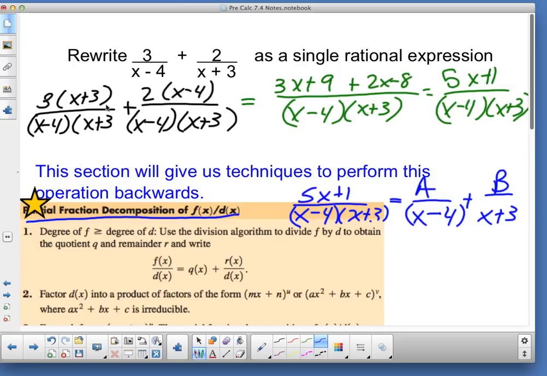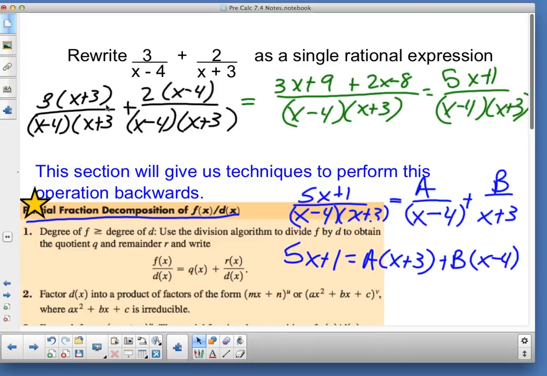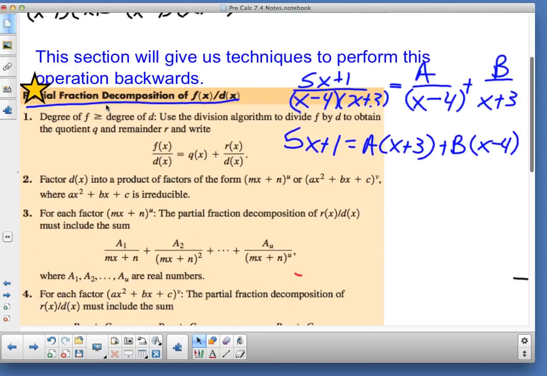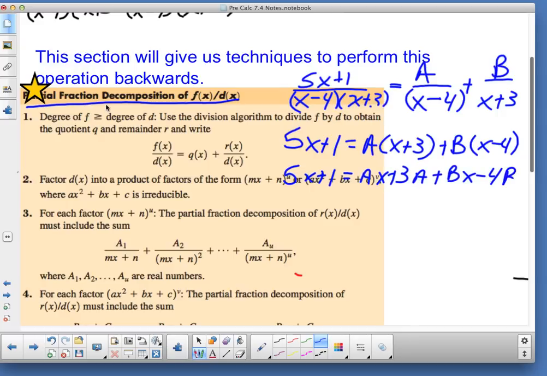Now at this point, after we set this up, in order to find our partial fractions that created our rational expression, we now have to multiply by x minus 4 times x plus 3 all the way across both. So this can be a times x plus 3 plus b times x minus 4. Now after we do that, we've got to distribute. So I've got 5x plus 1 equals ax plus 3a plus bx minus 4b.